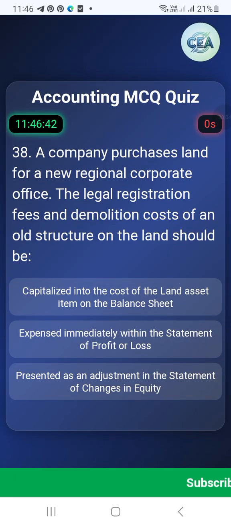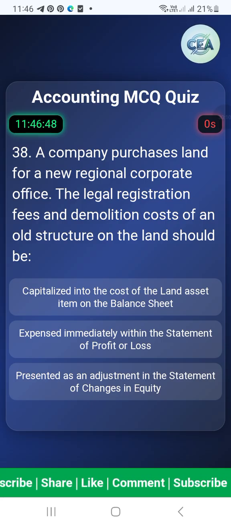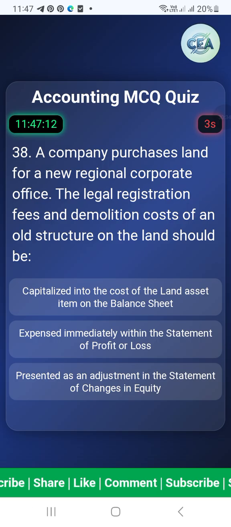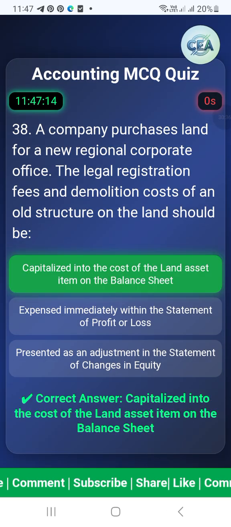38. A company purchases land for a new regional corporate office. The legal registration fees and demolition costs of an old structure on the land should be: Option 1. Capitalized into the cost of the land asset item on the balance sheet. Option 2. Expensed immediately within the statement of profit or loss. Option 3. Presented as an adjustment in the statement of changes in equity. Correct answer is capitalized into the cost of the land asset item on the balance sheet.